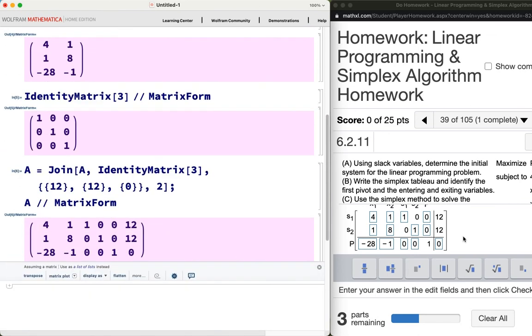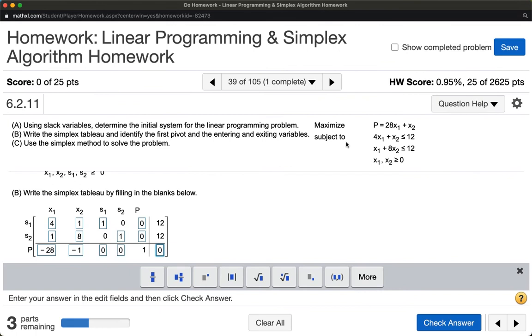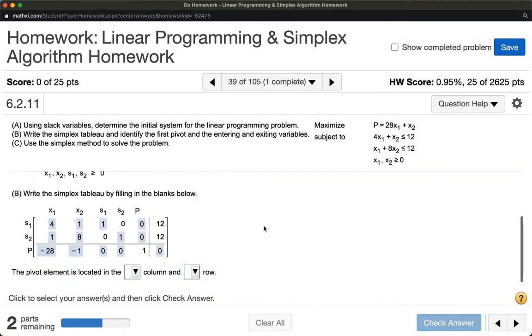Okay, so that looks good. Let's see. Hold on one second. Check answer. That is correct. Okay, the pivot element is located in the, so we look over here at the bottom row. What is the most negative element in the bottom row? It's negative 28. Okay, so this is going to be the pivot column. And then we take the ratios.